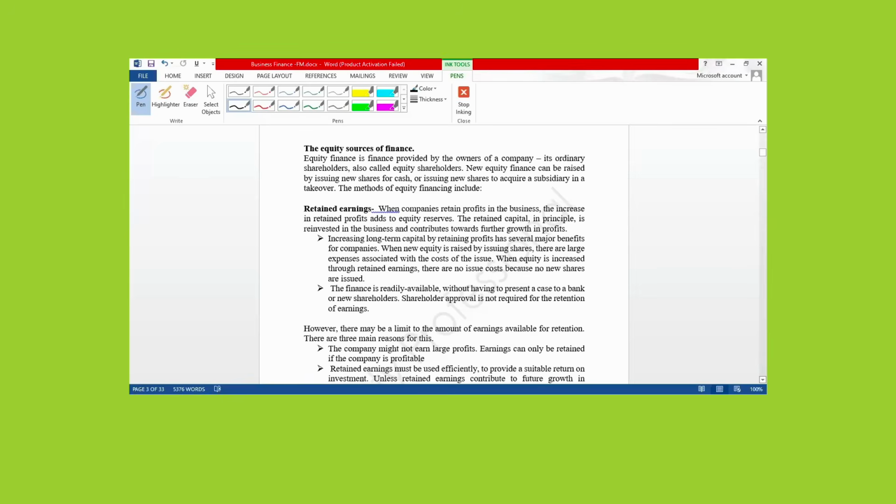The directors do not require the approval of the shareholders. They do not require shareholders' approval to retain.